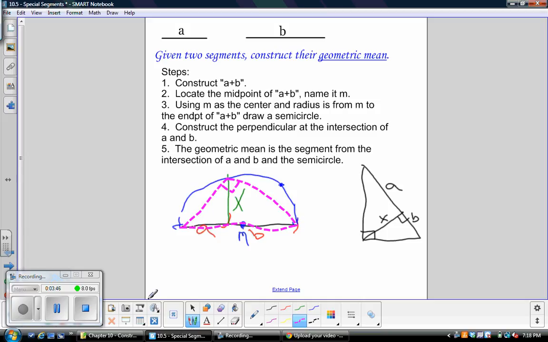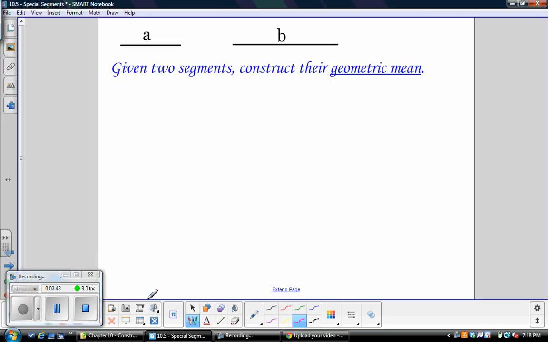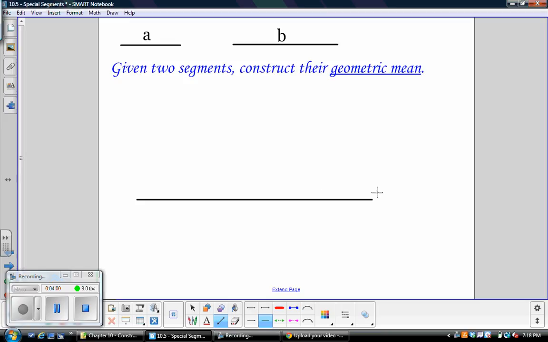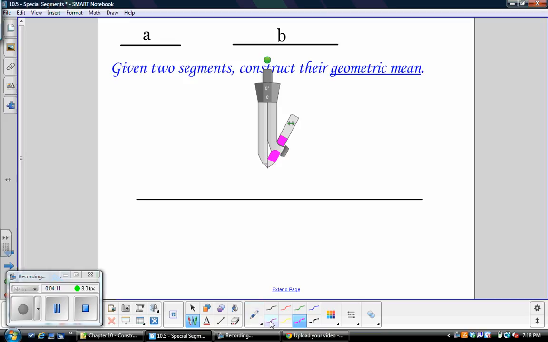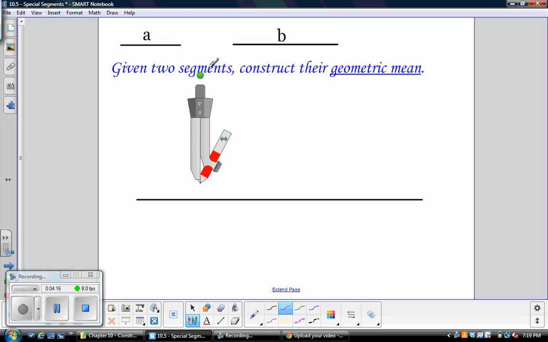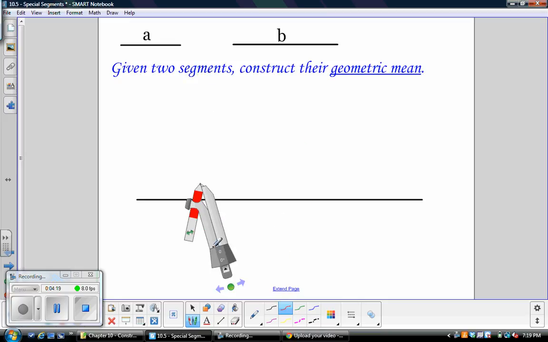So now actually going through the actual construction. Given two segments, construct their geometric mean. The first thing you want to do is draw a segment. I usually try and make it longer than A and B. Now, using your compass, take and mark off the length of A.